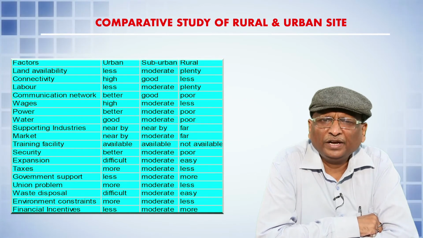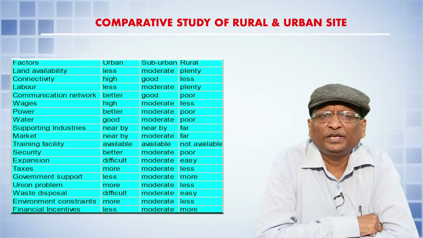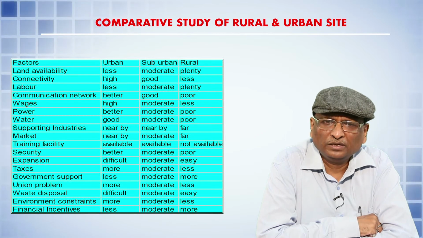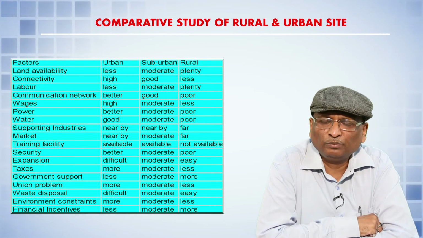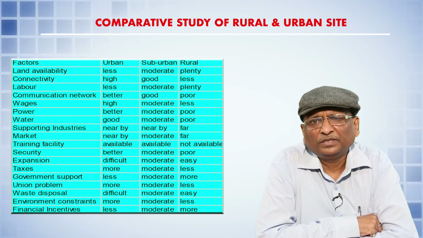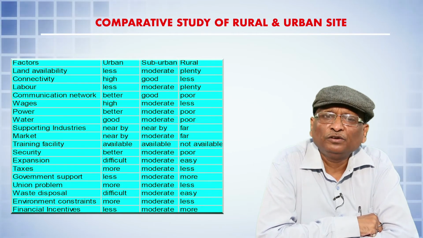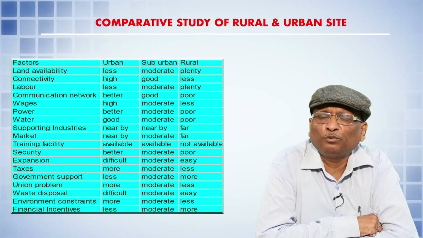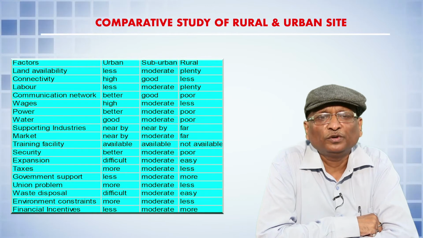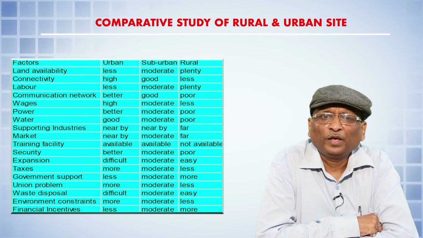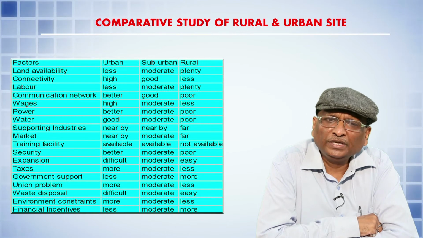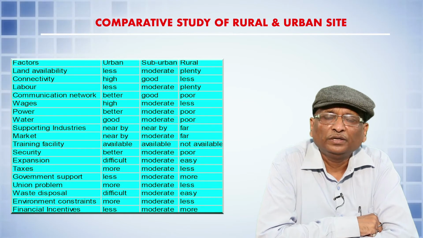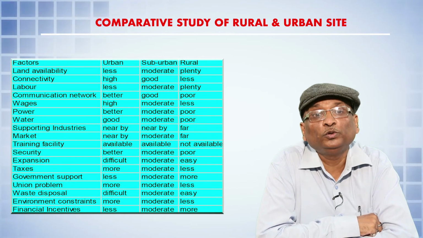Market, training facility, security is another point, because it covers the security for the factory, security for the employee. Expansion, whether there is a possibility for expansion of the unit. Taxes, what taxes are imposed by the government in case of a particular facility. Government support, whether government is giving more support for the particular location. Now, another important point is union problem.